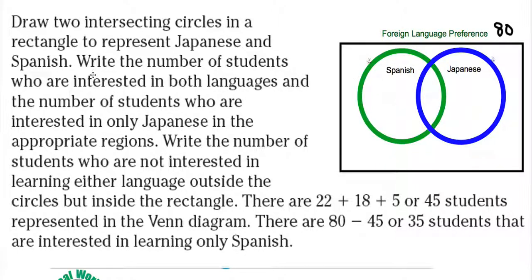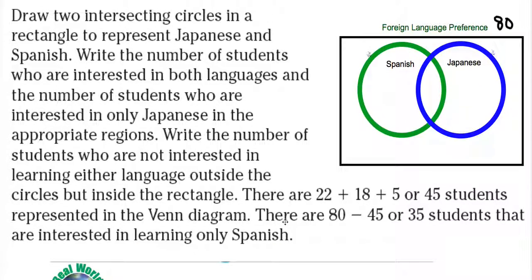Next, write the number of students who are interested in both languages. If you look at this one, 22 students expressed an interest in both languages, the one highlighted in yellow. So I would put 22 right there in the middle.